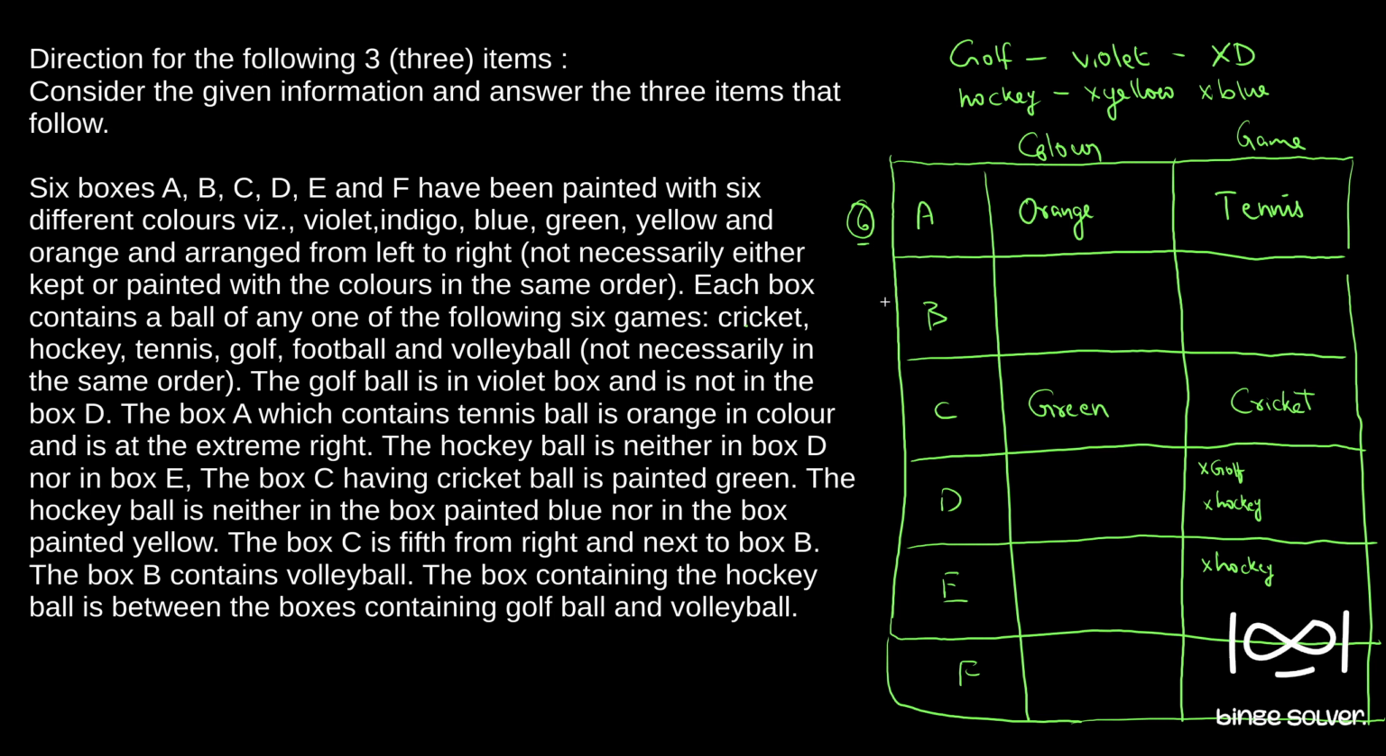Okay, now the box C is fifth from right. Fifth from right means counting 6, 5, 4, 3, 2. So C is in position 2. And next to B, so B is next to C, so either position 1 or position 3. We are not sure. Okay. Box B contains volleyball. It is given. Box B contains volleyball.